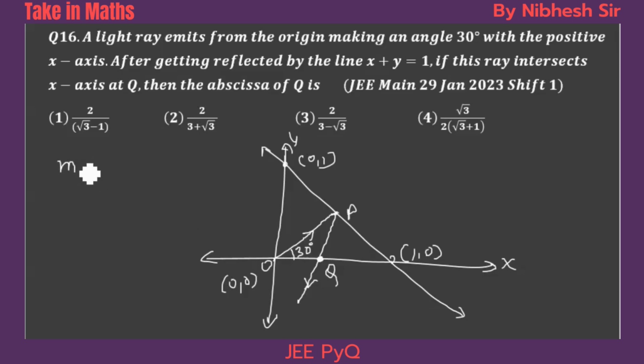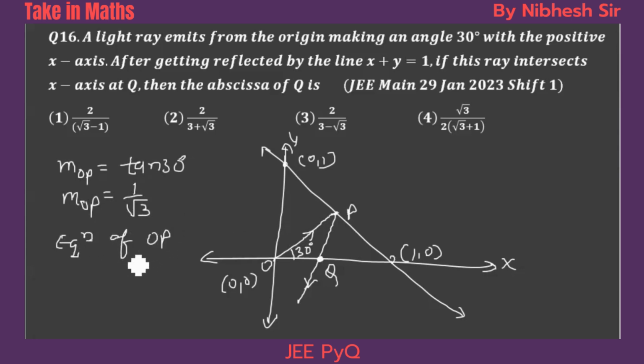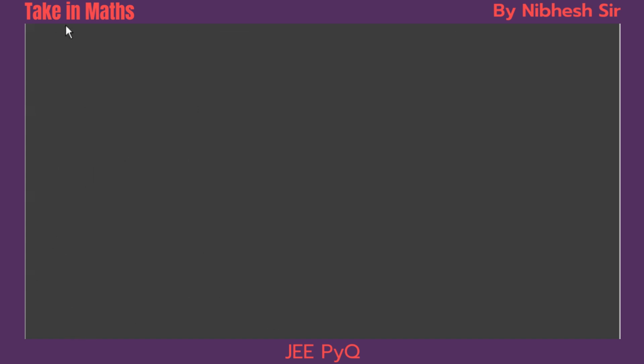Here we can find the slope of OP. The slope of OP is basically tan 30, and tan 30 is 1 by root 3. So I write that the slope of OP is 1 by root 3. Now I can find the equation of OP, the incident ray. We can apply the point slope form here. The point we have is 0, 0. So y minus 0 equal to m, that is 1 by root 3, into x minus 0. So we get the equation y equal to x by root 3.